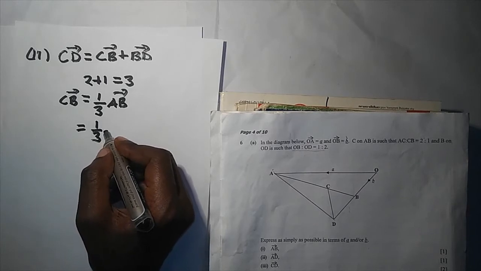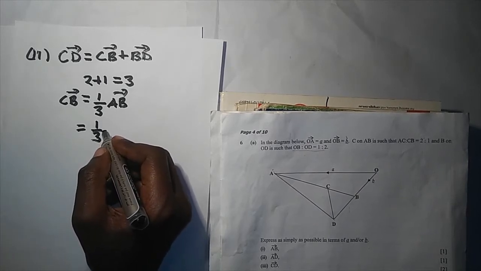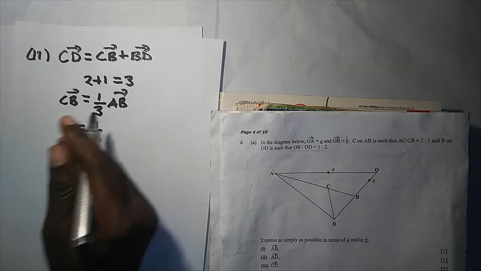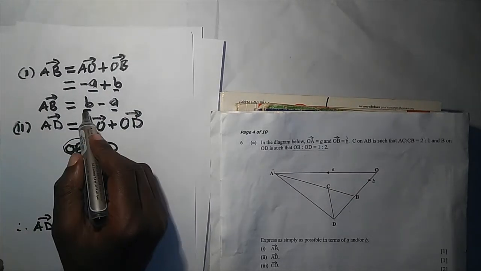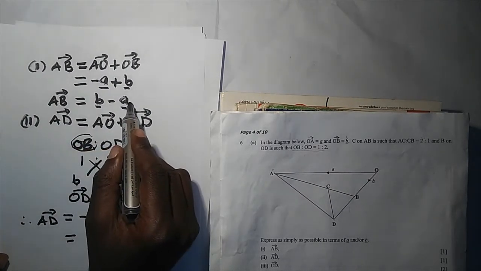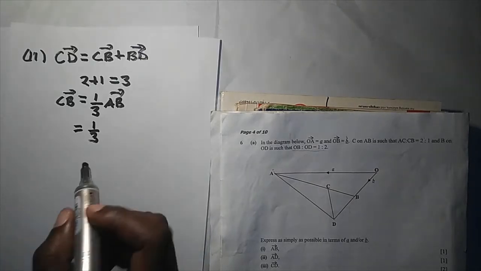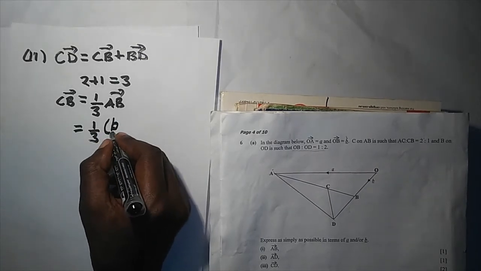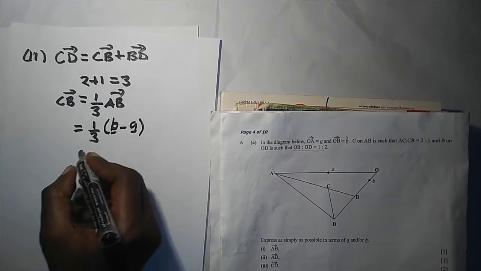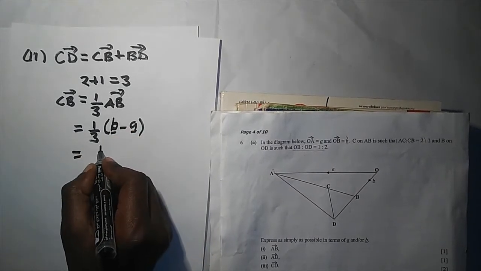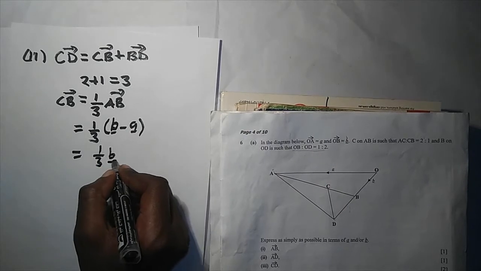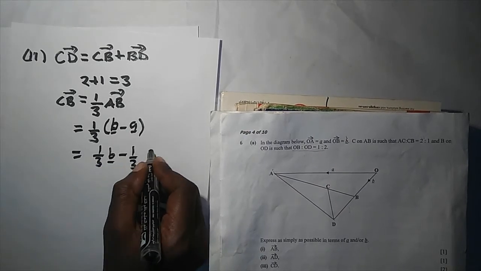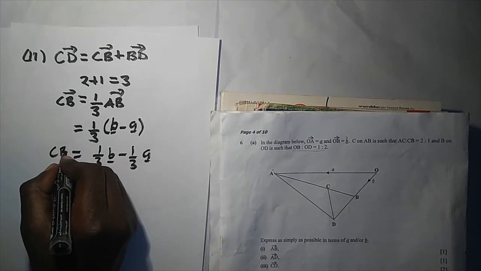So AB was found in the first question. Here it is. It's B minus A. B minus A is our AB. So we are going to have here B minus A. And then when we multiply, we are going to have 1 over 3 B minus 1 over 3 A. So this is our CB.